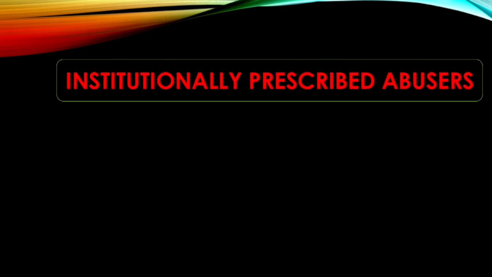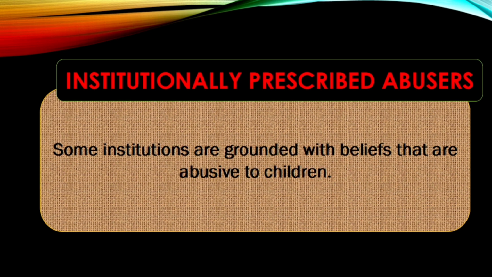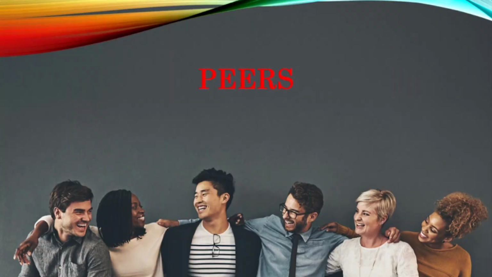Next is institutionally prescribed abusers. Some institutions are grounded with beliefs that are abusive to children. So, as I said, beliefs is one of the major problems since we have different perspectives, we have different beliefs, and because of different beliefs, we may misunderstand each other. And one of the reasons that it will become the root of having a chaos or yung hindi pagkakaintindihan. And of course, as part of revenge for some other persons.